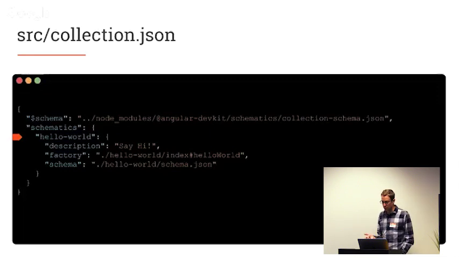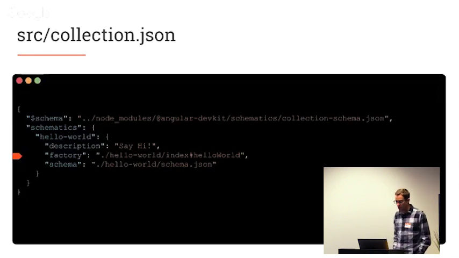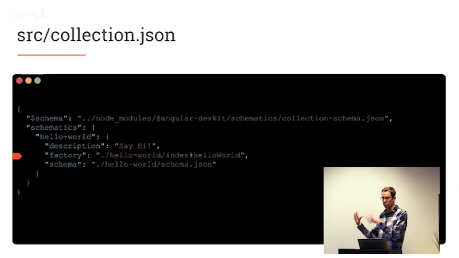So the first thing we're going to do is give it the name of our schematic. So in this case, it's Hello World. You give it a quick description. And the important part is the factory property here, or the factory option. So the factory option, we're going to give it a directory. Think about when you do loadChildren, when you're doing lazy load in Angular, you give it the loadChildren string rather than a reference to the actual module, right?